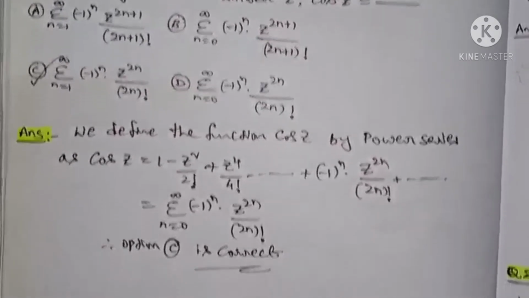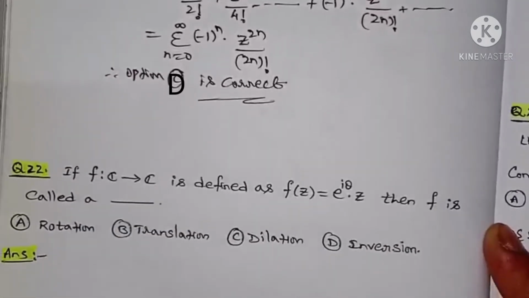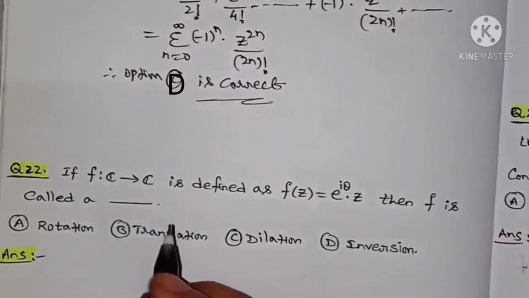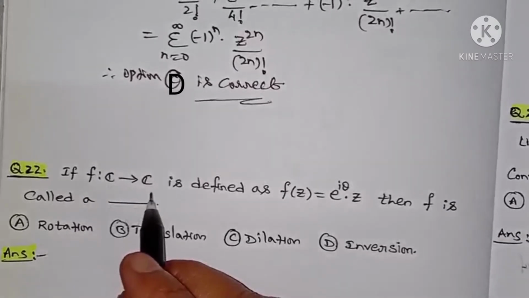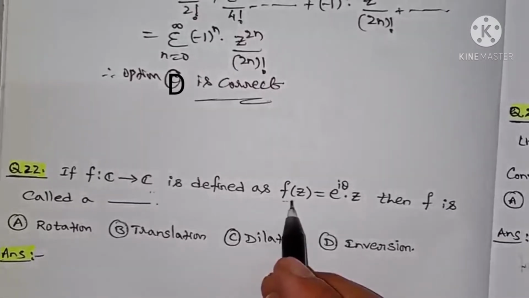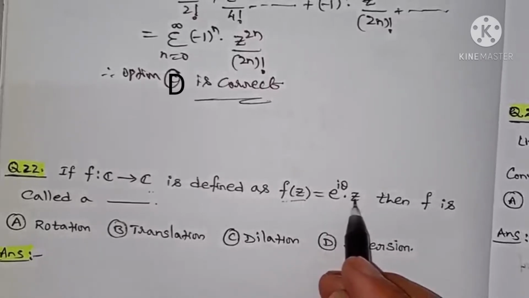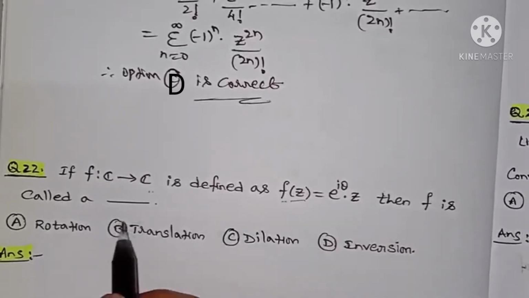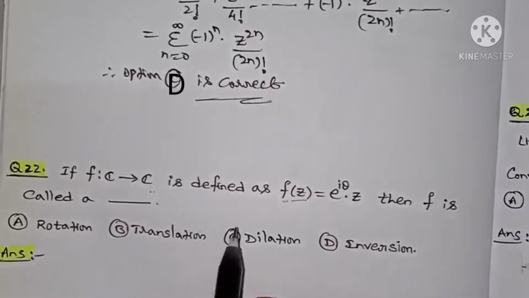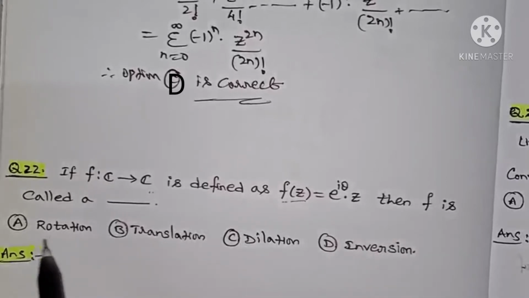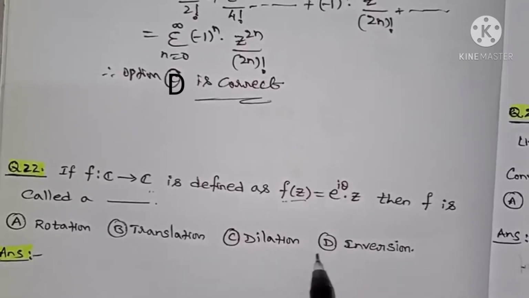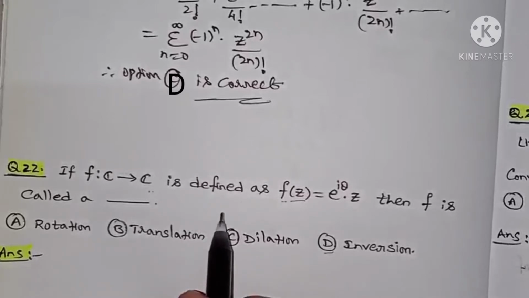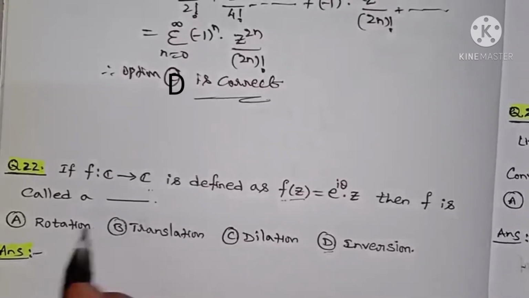Now moving to the next question, question number 22. If f is a mapping from C to C, the complex plane to the complex plane, defined by f of z equals e power i theta into z, then f is called a dash. We have 4 options. Option A, rotation. Option B, translation. Option C, dilation. And option D, inversion. This is related to Mobius transformation.